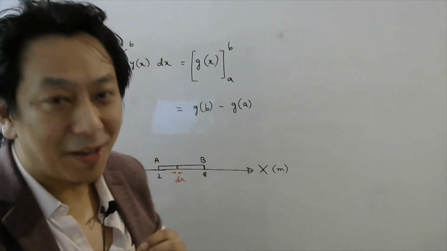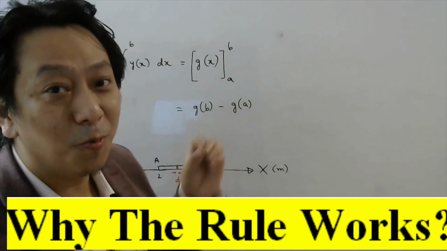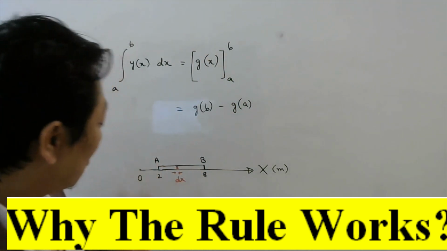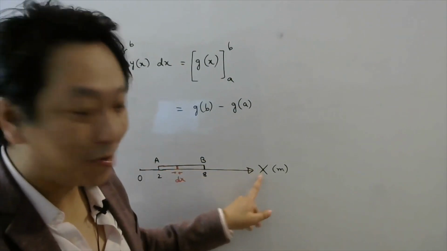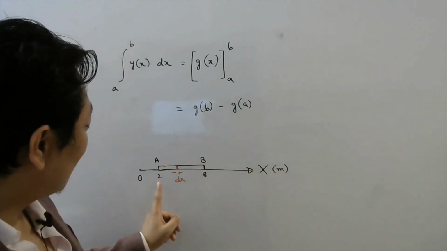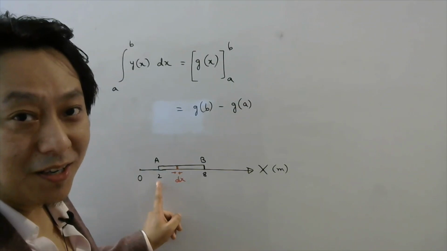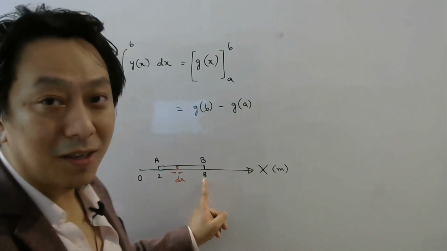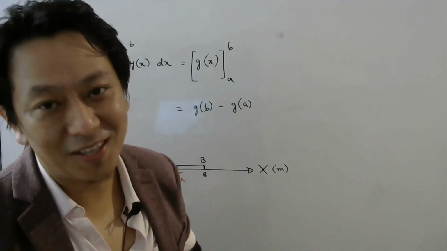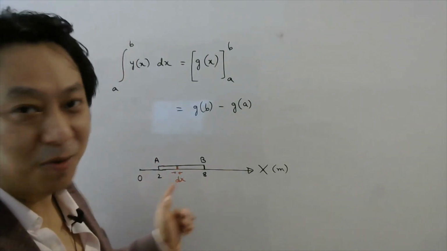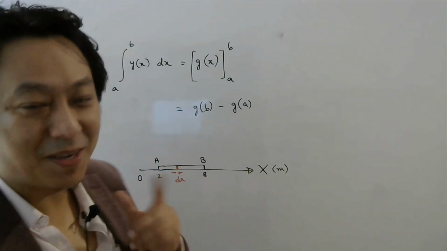Now let me try to explain why this rule works. So for that, let's say I have a rod which is kept on x-axis, which is in meter, and it is kept such that one end is at 2 and the other end is at 8 meter. Then what is the length of the rod? Obviously the length of the rod will be 6 meter. From 2 to 8, 8 minus 2 is 6 meter.